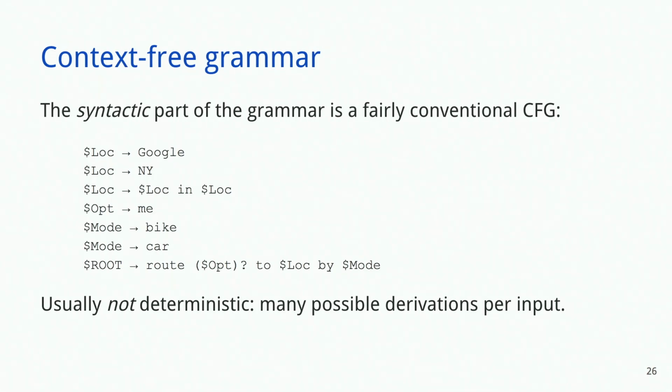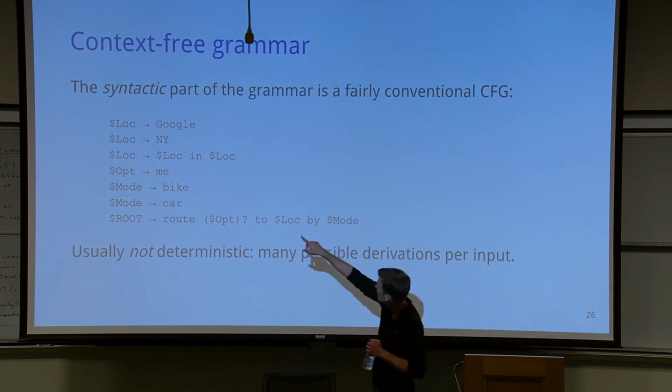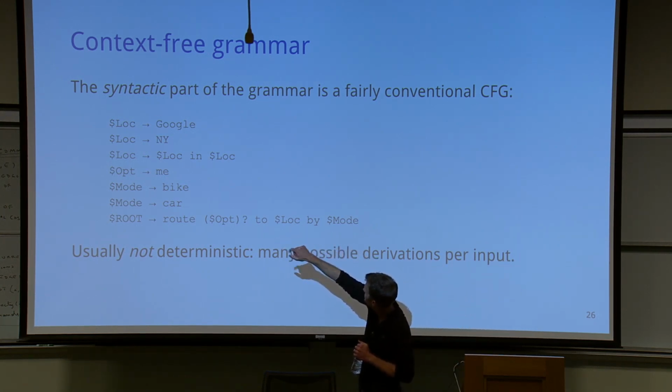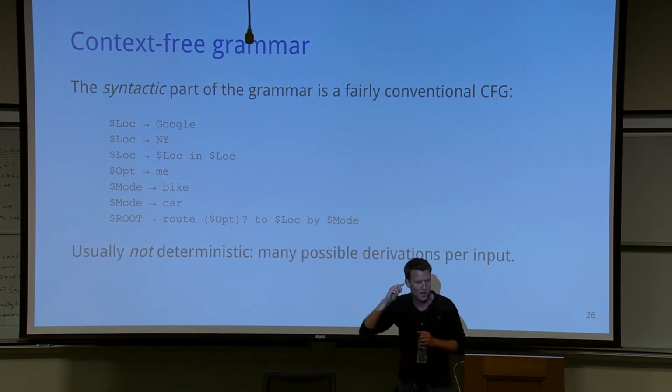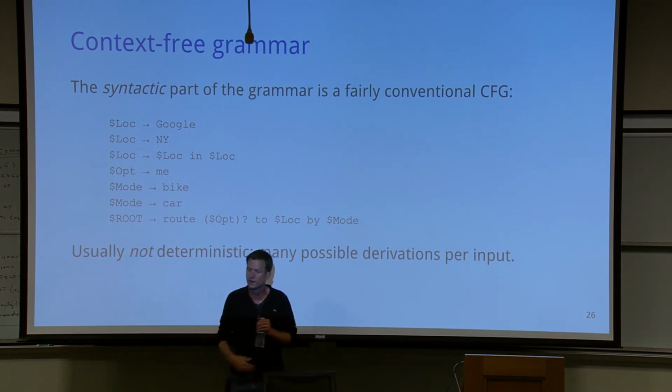So let's start with the grammar. The grammar is the core of the semantic parsing system, and it has 2 parts. It has a syntactic part and a semantic part. The syntactic part is a fairly conventional context-free grammar. So we have terminals like Google and NY and me and bike and car. And then we have non-terminals, which we indicate with a $ sign. So like $loc, for example, is a non-terminal. And we have a designated start symbol, which by convention we're calling $root. So every derivation has to bottom out with $root.